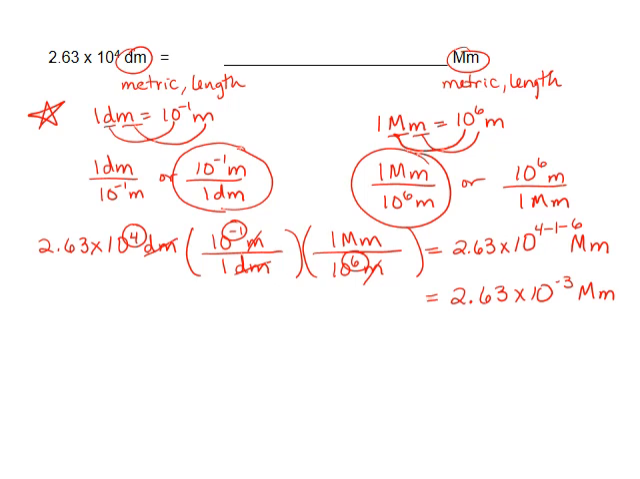In terms of significant figures, our original given information had 3 significant figures. Our 2 metric to metric conversion factors are exact, so they have an infinite number of significant figures. So our final answer should have 3 significant figures, as we have shown.